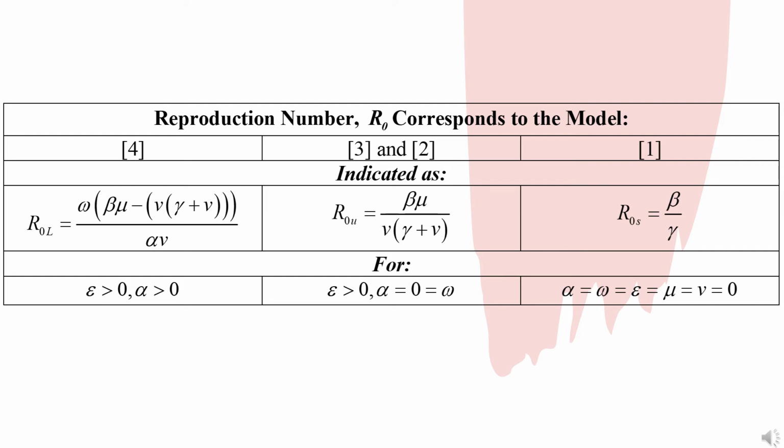For extended model 4, the basic reproduction number is indicated as R0L, for epsilon larger than 0 and alpha larger than 0. Whereas for extended model 3 and model 2, their basic reproduction number is indicated as R0U, for epsilon larger than 0, and alpha and omega equal to 0. For model 1, which is the simplest SIR model, the basic reproduction number is indicated as R0S, and this is at the outset of the epidemic, where nearly everyone is susceptible.